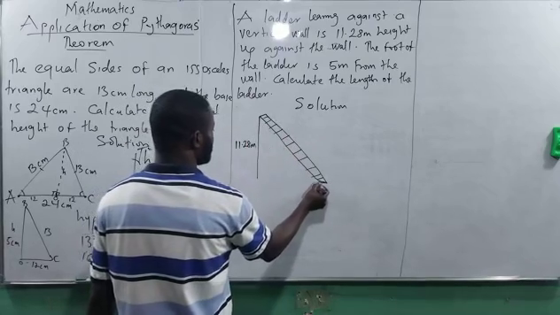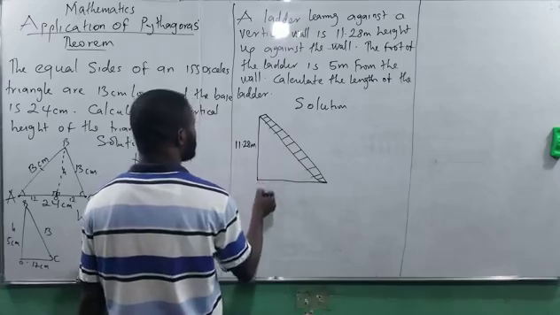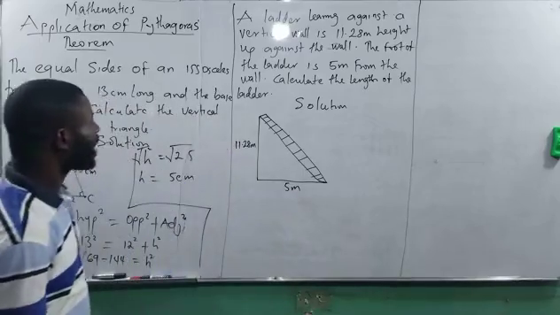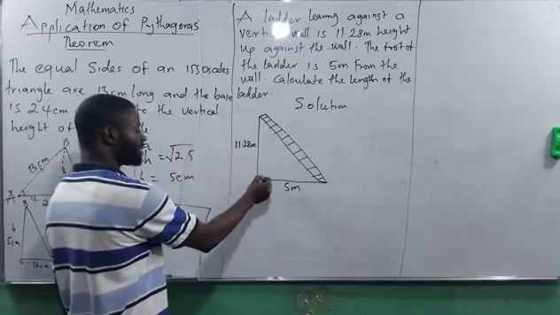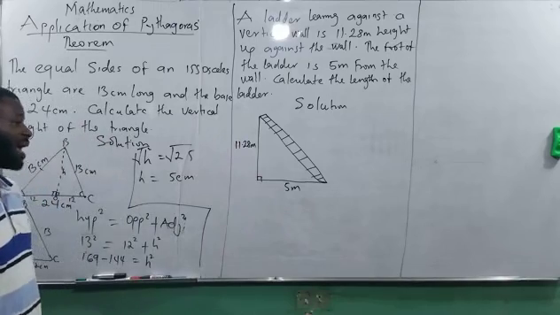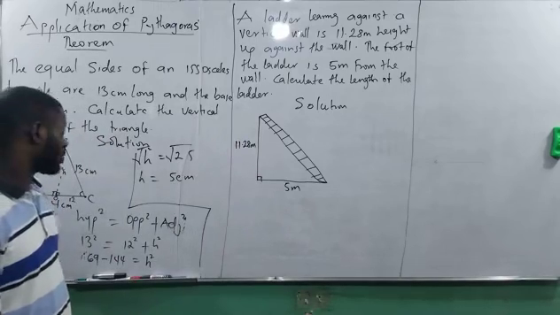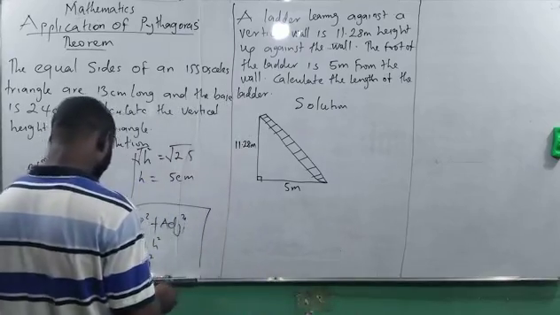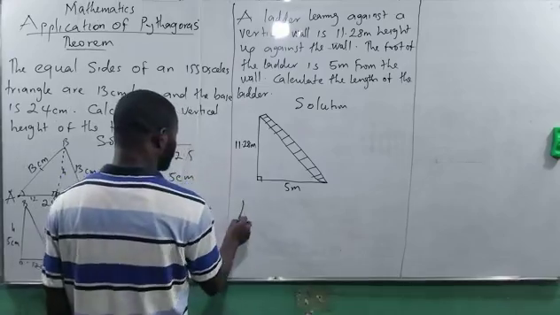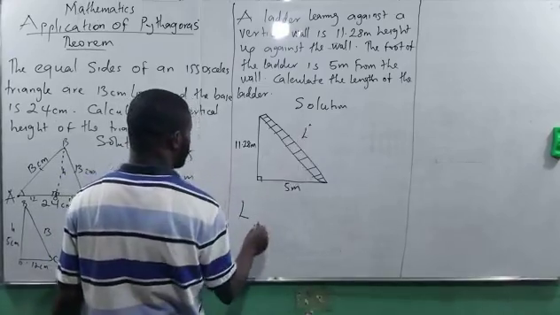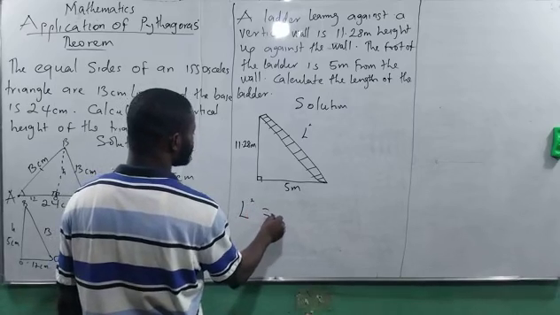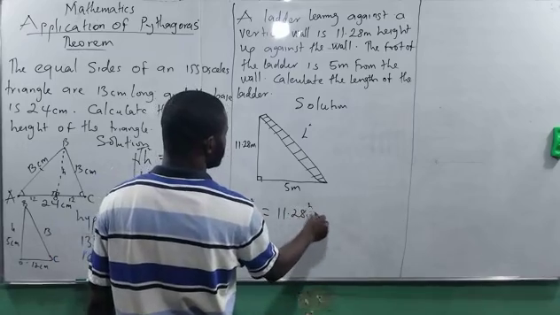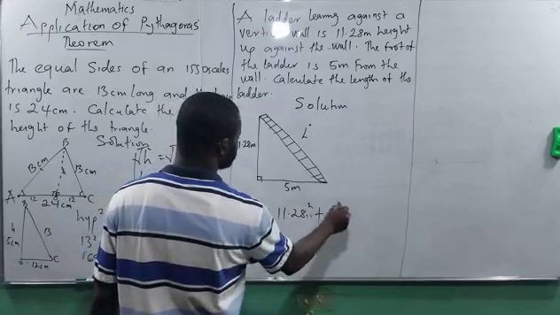Now, and this is 5 meter. Now, we are asked to calculate the length. Don't forget that it must obey 90, which is a right angle triangle. Now, this is what you are going to work on. It means the length of the ladder. This is going to be the length of the ladder squared equals 1.28 squared plus 5 squared.